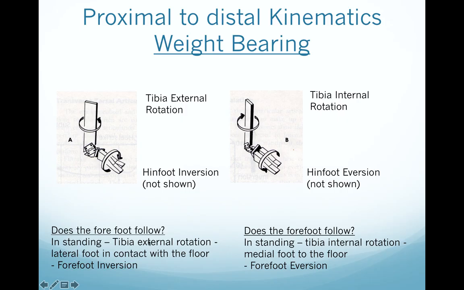What we're going to notice as we look at data is that the connection between the subtalar motion and the mid-tarsal joint motions is going to be more complex. So we're going to get motion around one axis but not another. Setting that aside for a minute, what's illustrated in the picture here is that in a standing position, when you externally rotate your tibia, you'll have increased lateral foot contact with the floor, which would be forefoot inversion. And when you internally rotate your tibia, you're going to have increased medial foot contact with the floor, which would be forefoot eversion.